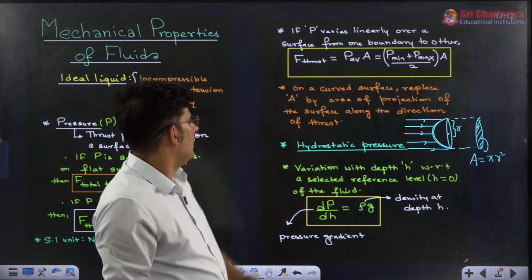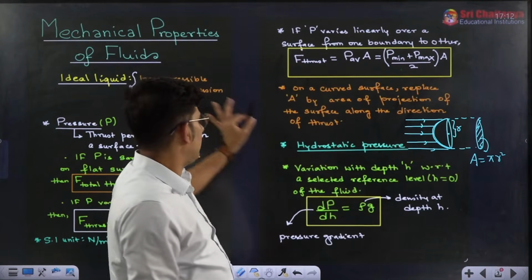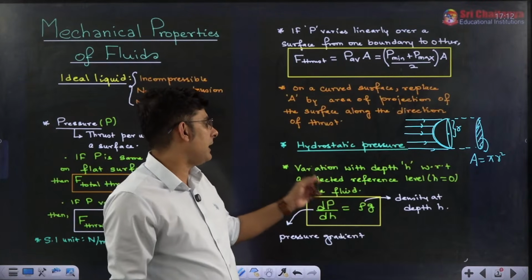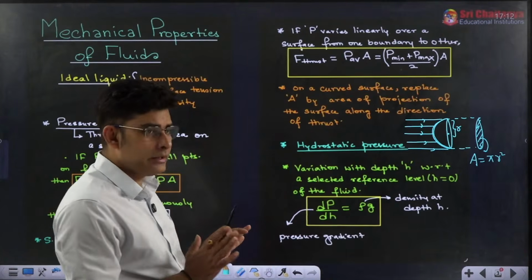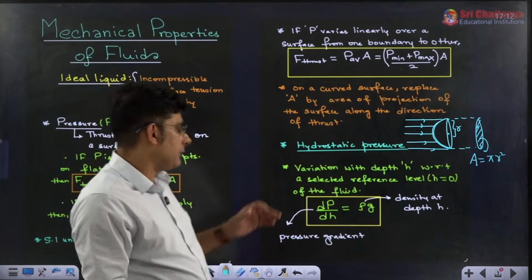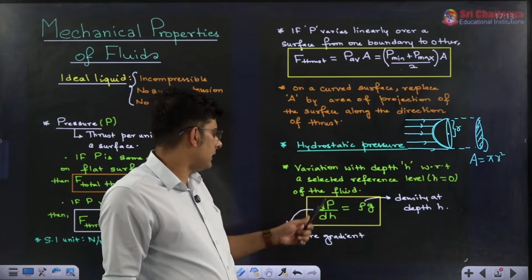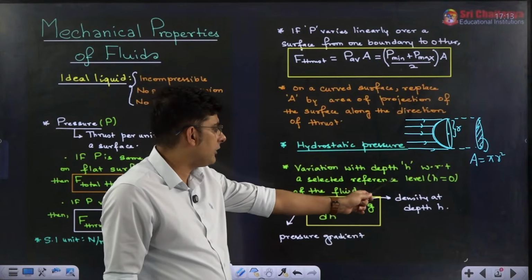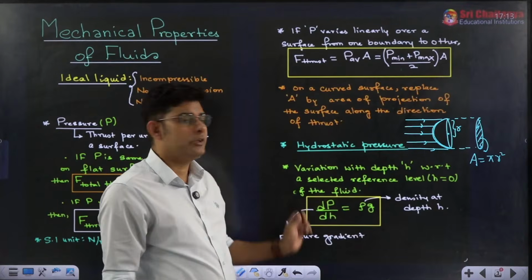Clear? Now after this we move to hydrostatic pressure. So in fluid mechanics, first we will study hydrostatics. Hydrostatics means we are considering the fluid to be in equilibrium, that means net force is 0 in that case, and still we are going to take the case of an ideal fluid. But before that I have written the variation with depth h with respect to a selected reference level h equals 0 on the fluid.